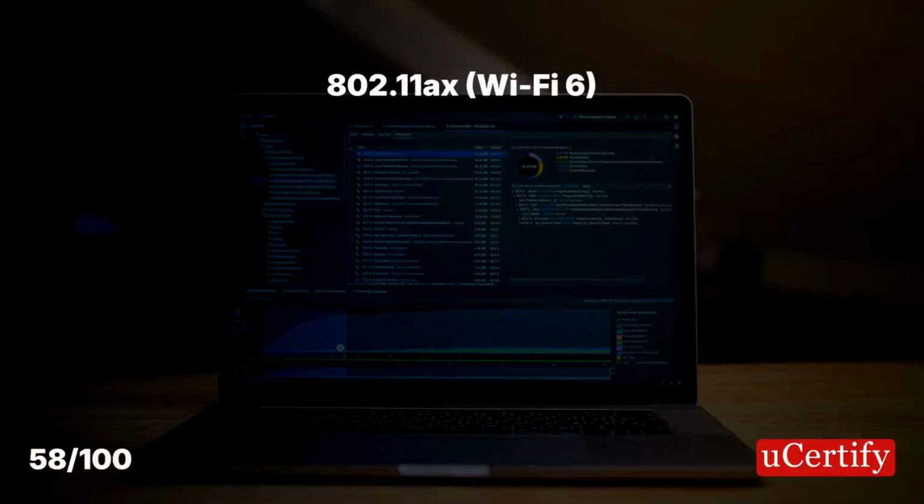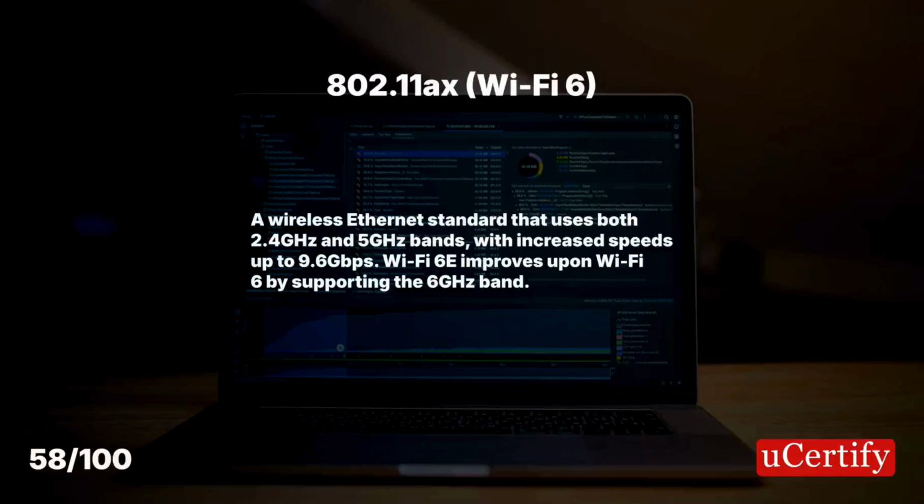Term: 802.11ax, Wi-Fi 6. Definition: a wireless Ethernet standard that uses both 2.4 GHz and 5 GHz bands, with increased speeds up to 9.6 gigabits per second. Wi-Fi 6E improves upon Wi-Fi 6 by supporting the 6 GHz band.